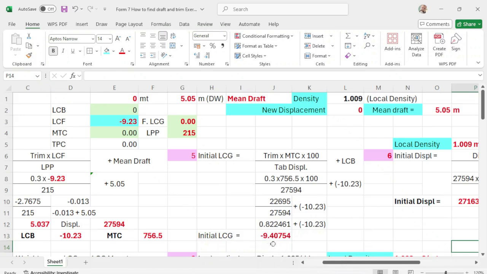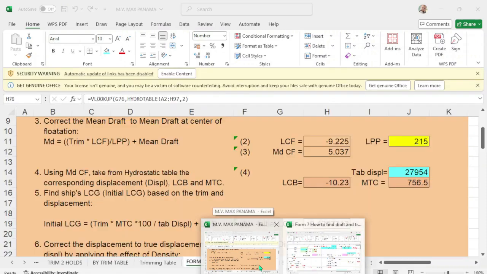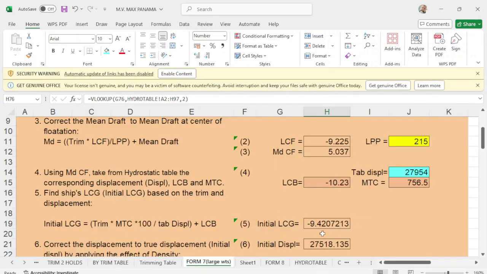I got 420.72. I got 440,754. I do this manually, and this is the result of my initial LCG. But I don't know how we got this number. Try to compute it, and see if you can get the same number. Okay, so we go now to number 6.